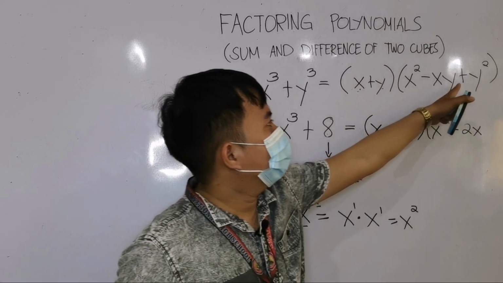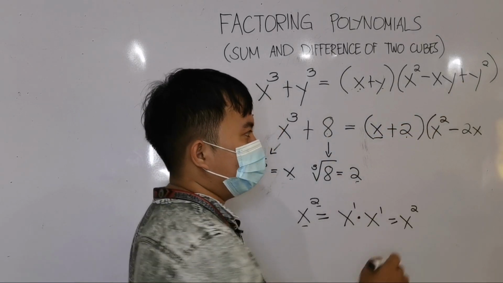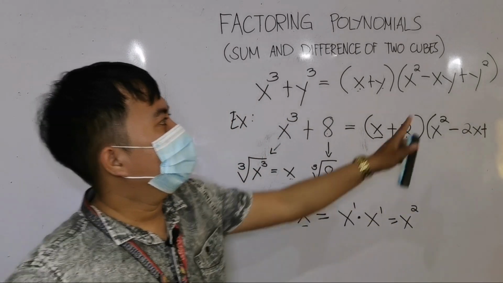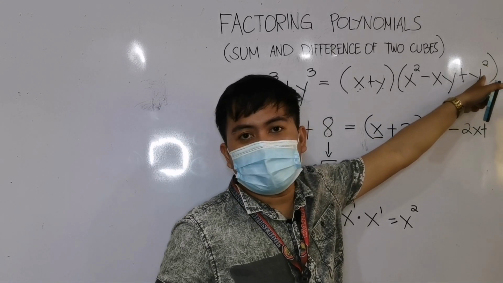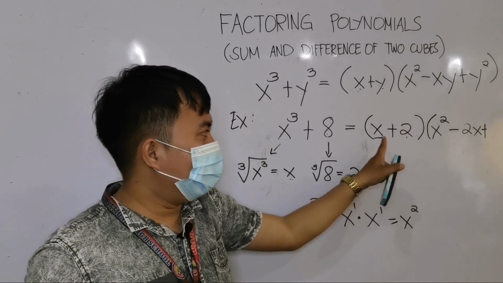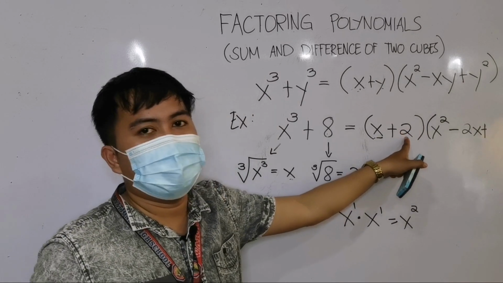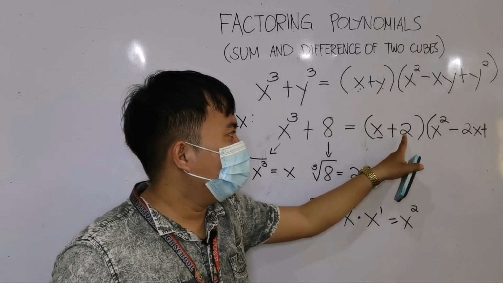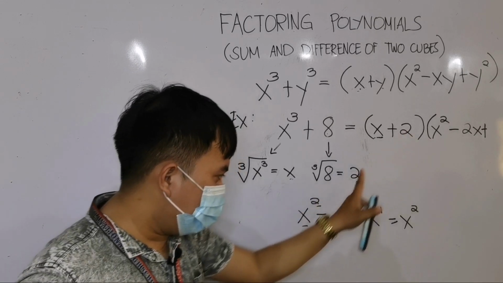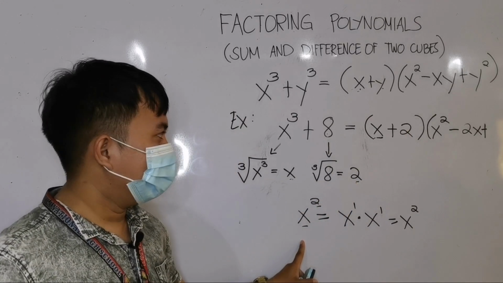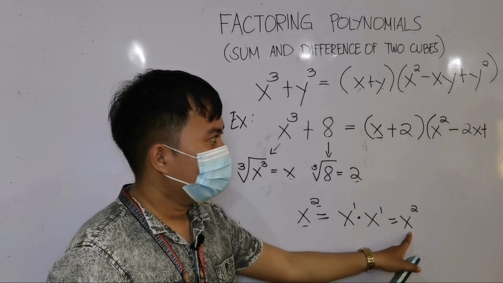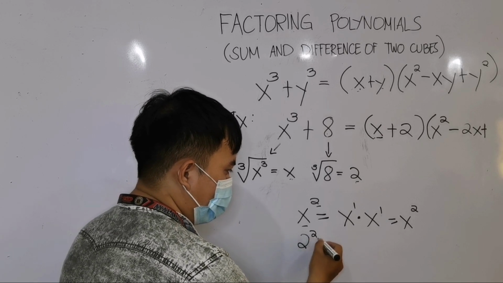And lastly, copy the operation plus the square of the second term in this parenthesis. Given here, this is the value of x and this is the value of y. So, we must get the square of 2. Balik tayo dito. Kanina, the square of x, and the answer is x squared. Ngayon, the square of 2 naman.